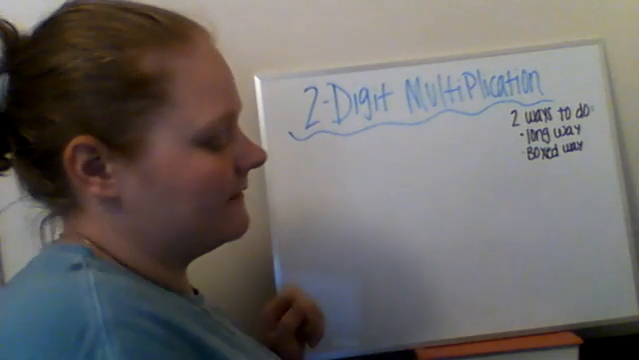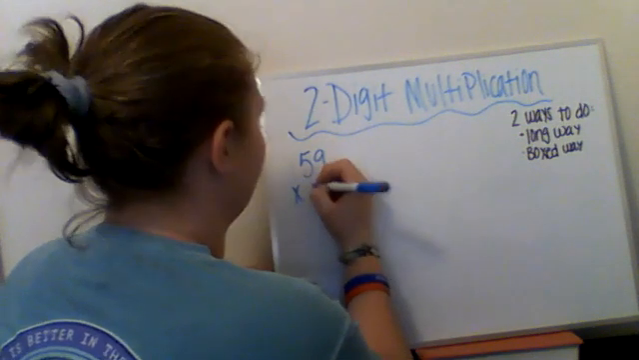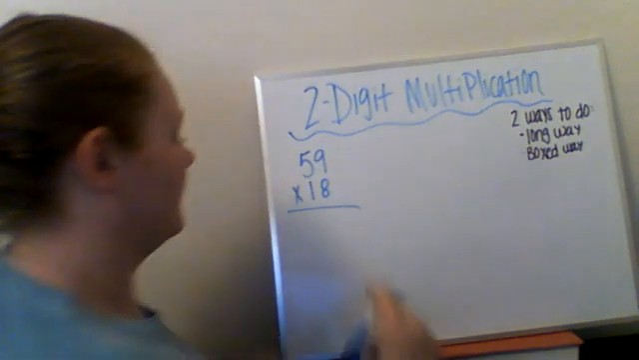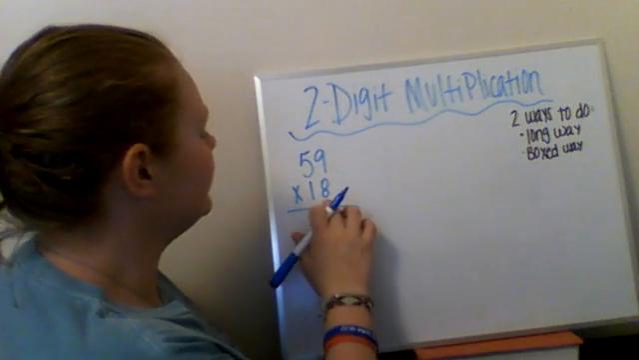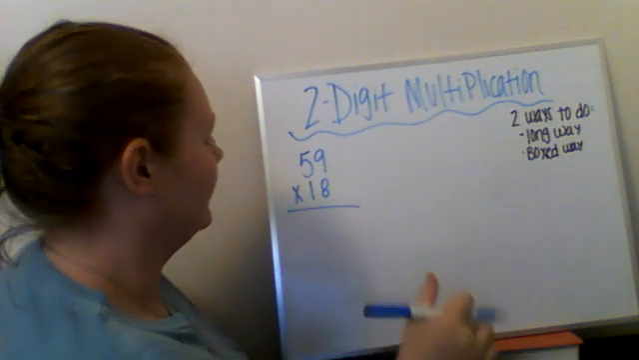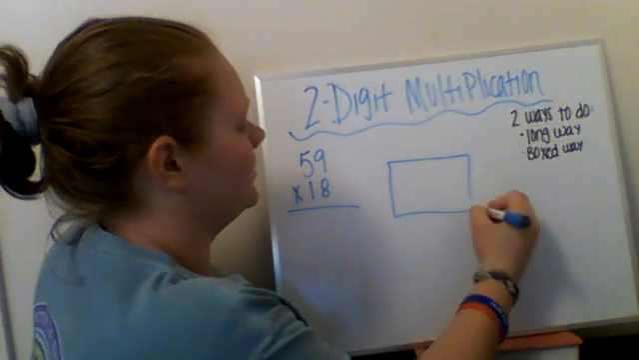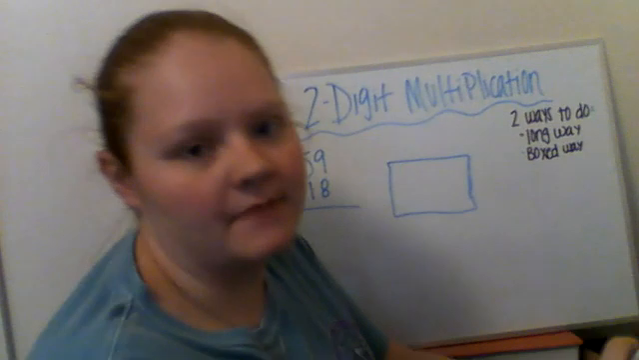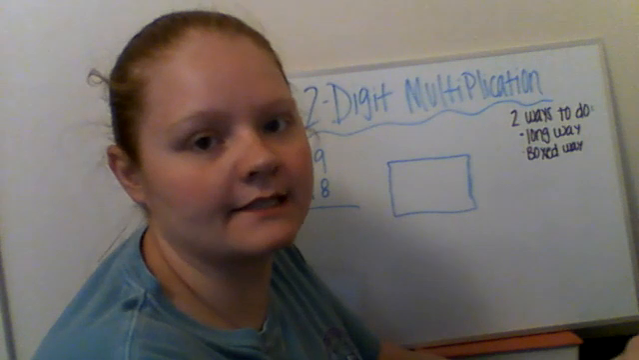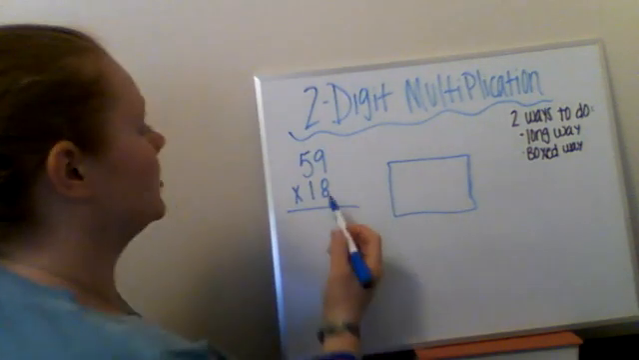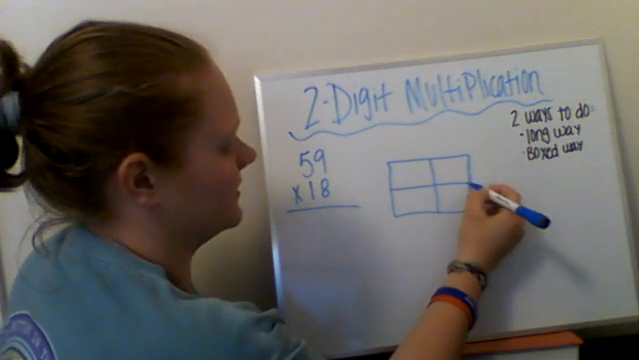Okay, so if I give you the problem 59 and I want you to multiply 18. The two sets of numbers that we're going to be multiplying in this case are 59 times 8 and 59 times 10. So what you're going to do is make a little box. This box will depend on if you're multiplying 2 digits by 2 digits, 3 digits by 2 digits, and so on. In this case, I'm going to make 4 boxes because I'm multiplying 2 digits by 2 digits.